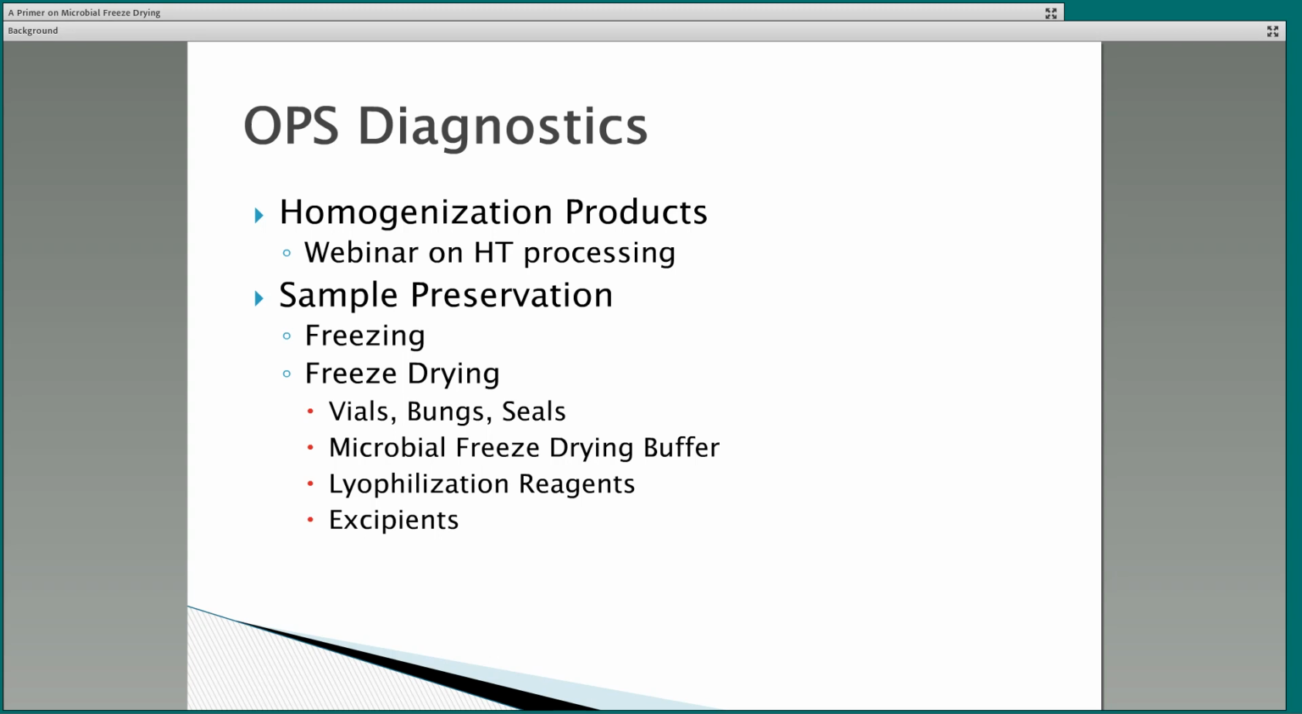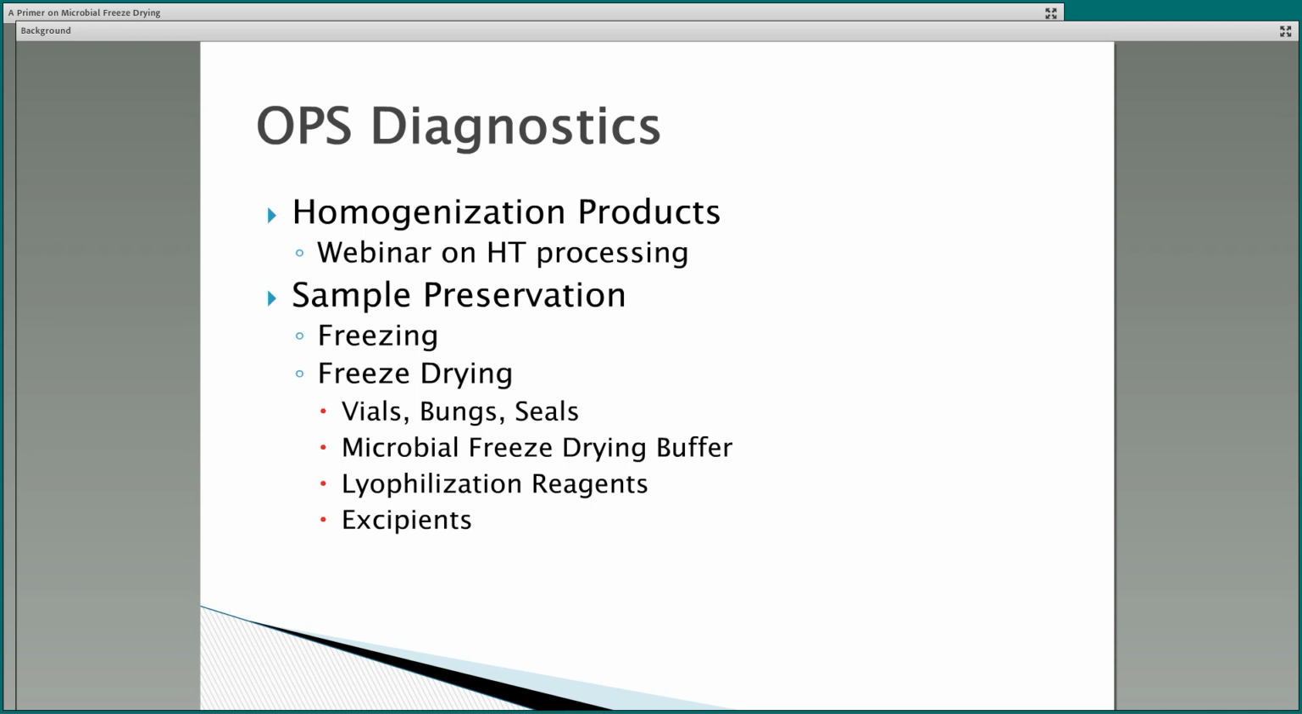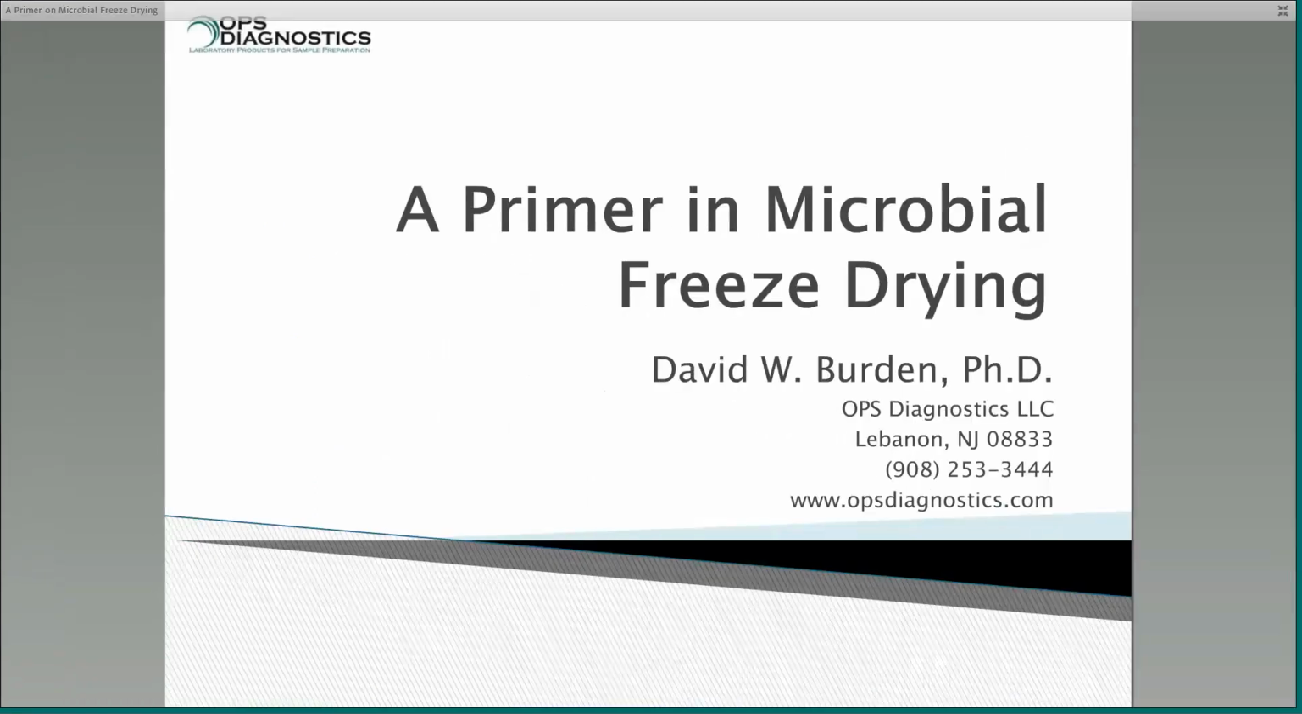So I was pretty well versed on the equipment side, and then we started to develop the materials that go in the machines. So we sell vials and bungs and seals, but our real materials which are novel are microbial freeze drying buffer, which we'll talk about today, lyophilization reagents, so these are pre-ready, pre-made, and then excipients. So even though we use this stuff, that's really not what we're focusing on. We're going to just talk about the whole process in general. So let me get rid of this slide. Okay, so here we go.